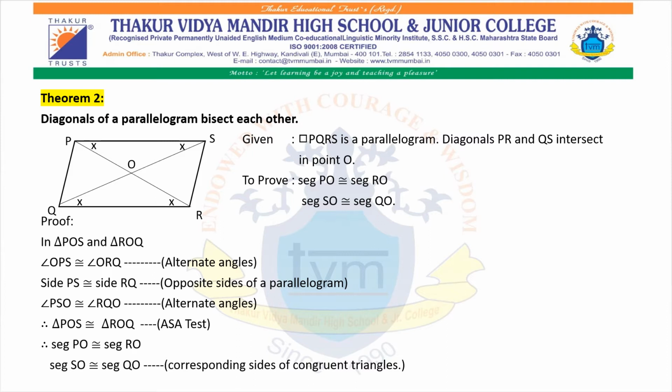Proof. In triangle POS and triangle ROQ, angle OPS congruent to angle ORQ, alternate angles. Side PS congruent to side RQ, opposite sides of a parallelogram. Angle PSO congruent to angle RQO, alternate angles. Therefore, triangle POS congruent to triangle ROQ, angle side angle test. Therefore, seg PO congruent to seg RO and seg SO congruent to seg QO, corresponding sides of the congruent triangles.